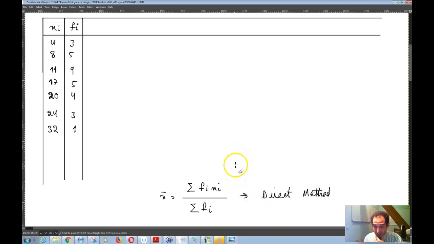Now, in order to calculate X bar, I have to multiply all of these numbers together, which doesn't seem to be anything impossible. I can make it simpler by using the other method. X of I is equal to A plus sigma F of I D of I over sigma F of I. This is called the assumed mean method.